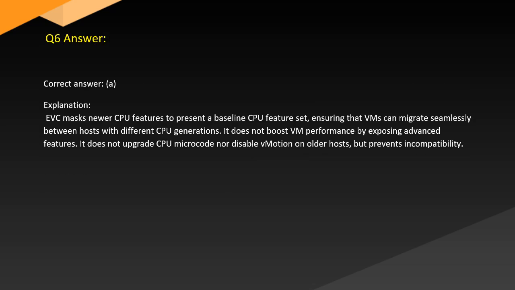Answer. Correct answer: A. Explanation. EVC masks newer CPU features to present a baseline CPU feature set, ensuring that VMs can migrate seamlessly between hosts with different CPU generations. It does not boost VM performance by exposing advanced features. It does not upgrade CPU microcode nor disable vMotion on older hosts, but prevents incompatibility.